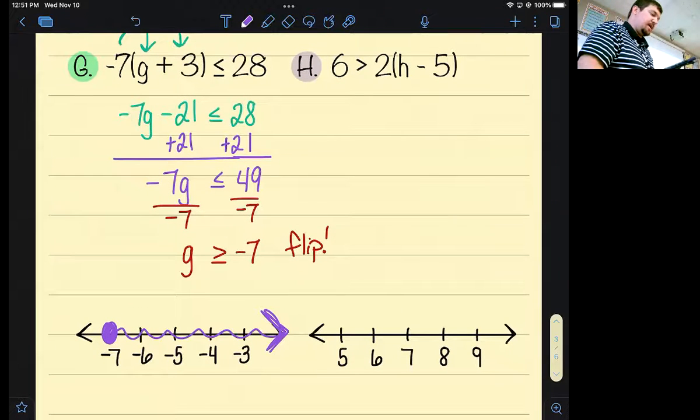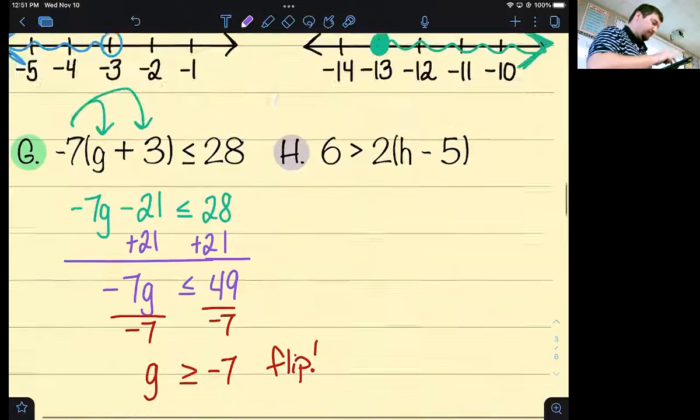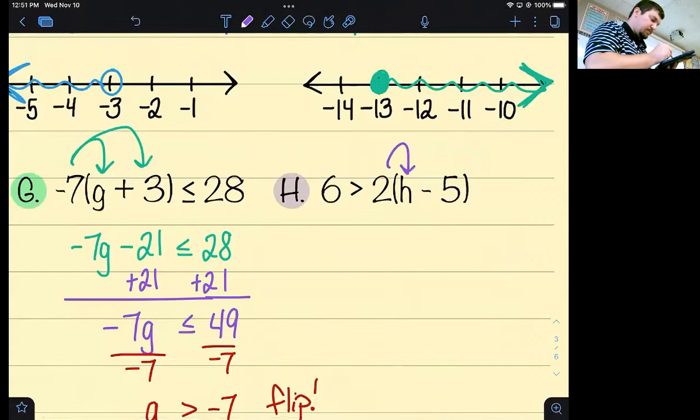H, next one. Calvin, distribute the 2 for me. 2 times H? Two times H is 2 times H. Don't overthink it. Help him, Maddox. 2H. Calvin, what's 2 times -5? -10. So I'm going to write that as -10.